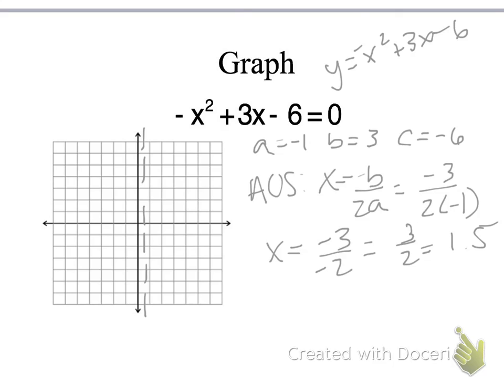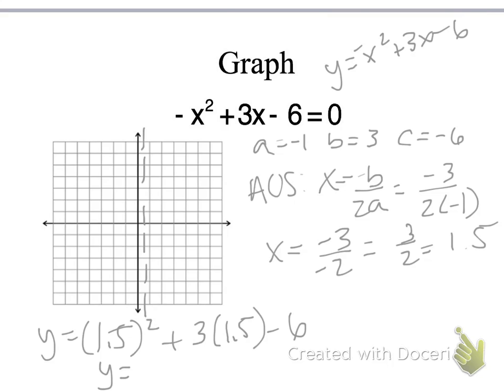To find my vertex, I got to plug my AOS into my original equation. So we got y equals negative 1.5 squared plus 3 times 1.5 minus 6. So I got y equals negative 9 over 4 plus 9 over 2 minus 6. And if you put this in your calculator, you should get negative 0.75. So my vertex sits on my dashed line at negative 0.75. So about right there.